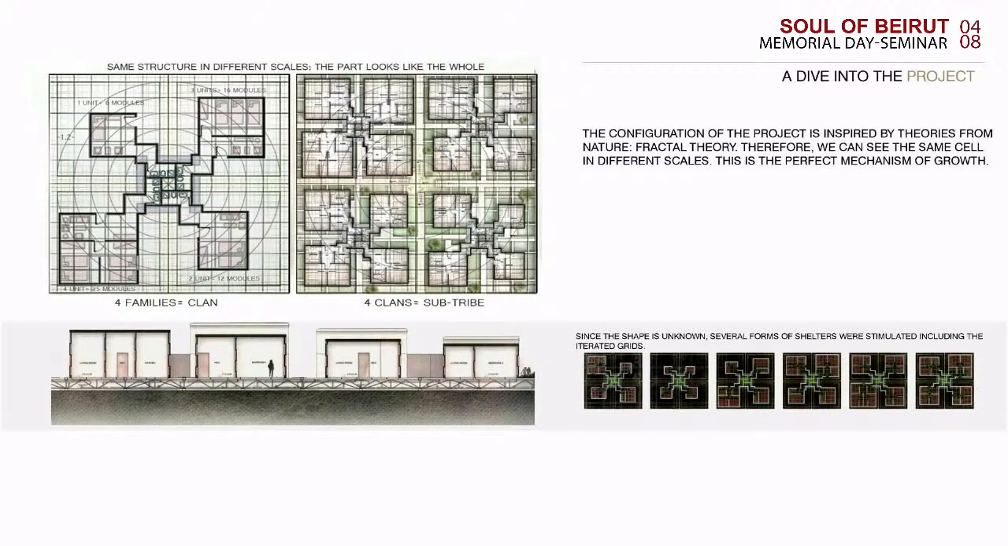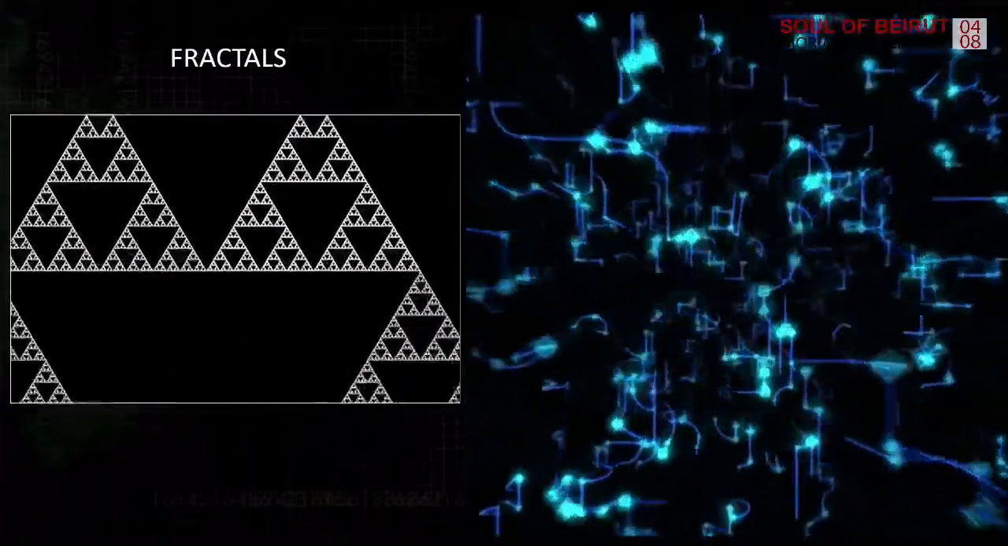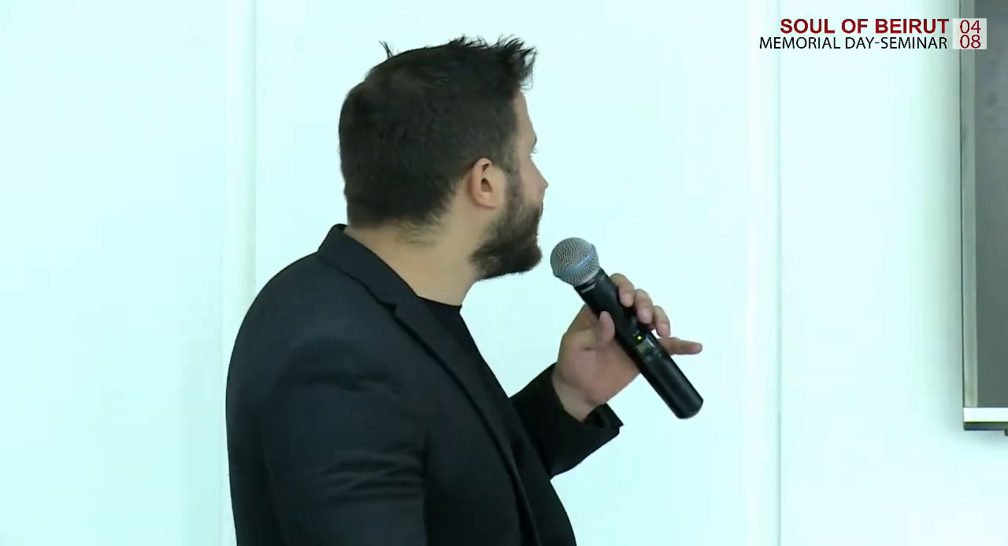So the part looks like the whole, which reminds us of the theory of fractals. It describes the theory of nature as a self-organizing system. This is when you explore the same pattern in different scales. So it's a never-ending pattern. So we associated this theory of fractals with the project so we can delineate the matrix.